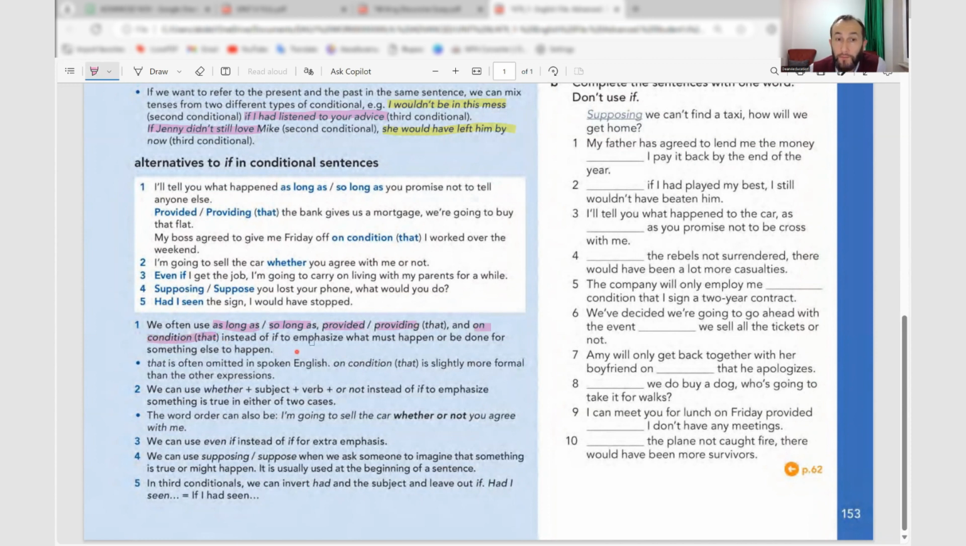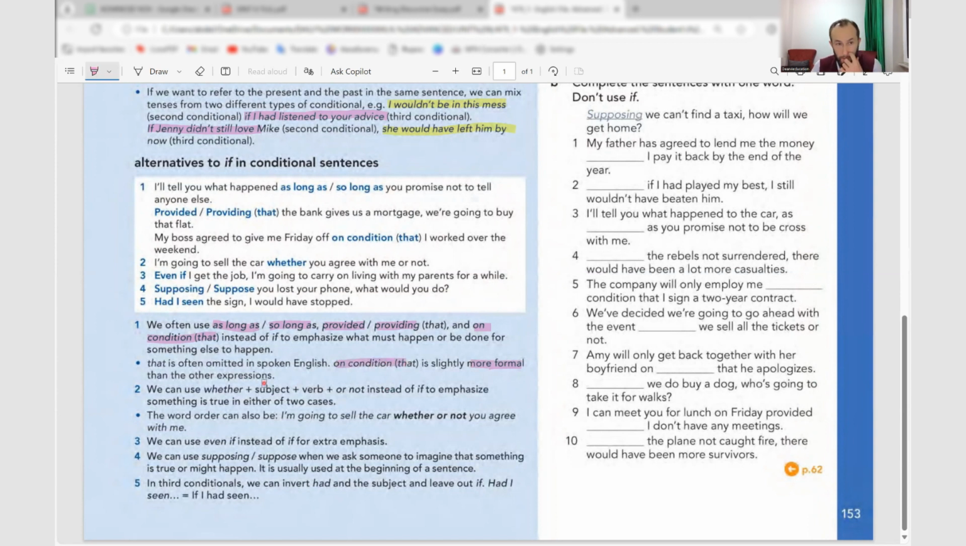Why? To emphasize what must happen or be done for something else to happen. Emphasize means to make it stronger. Provided means if only. Provided that, there is one condition for me. Emphasizing. That is often omitted. As you can see, they're putting it in brackets, so we can omit that as well. On condition that is slightly more formal than other expressions.